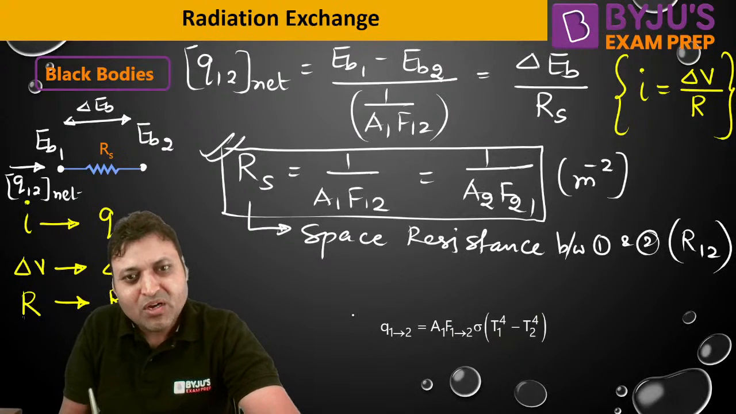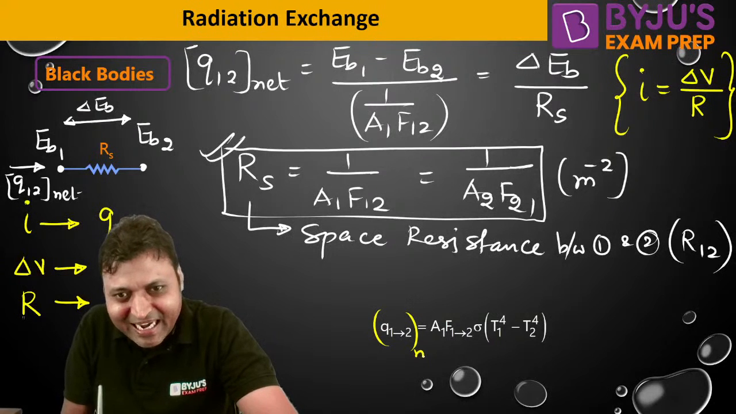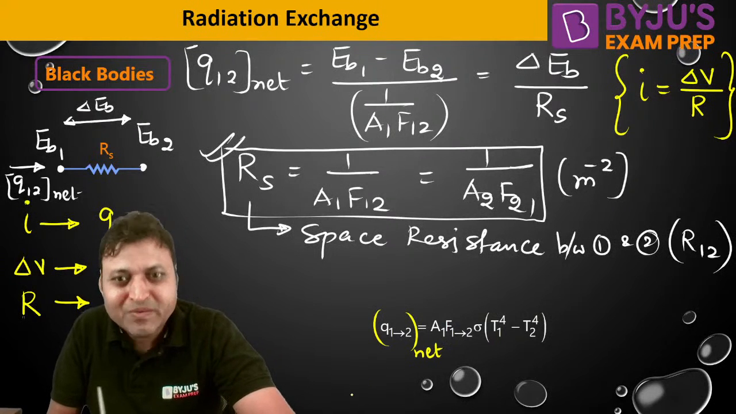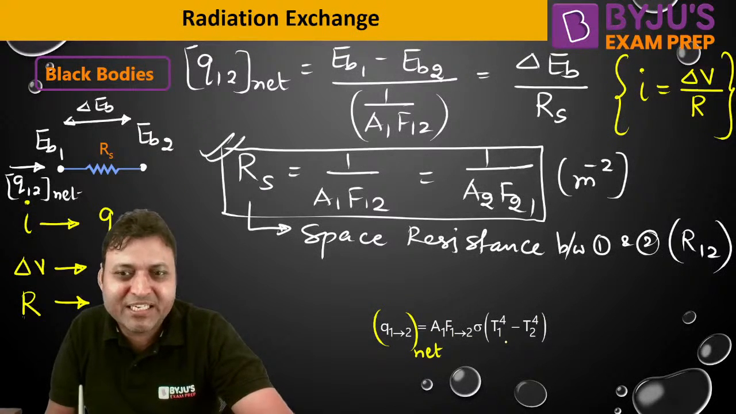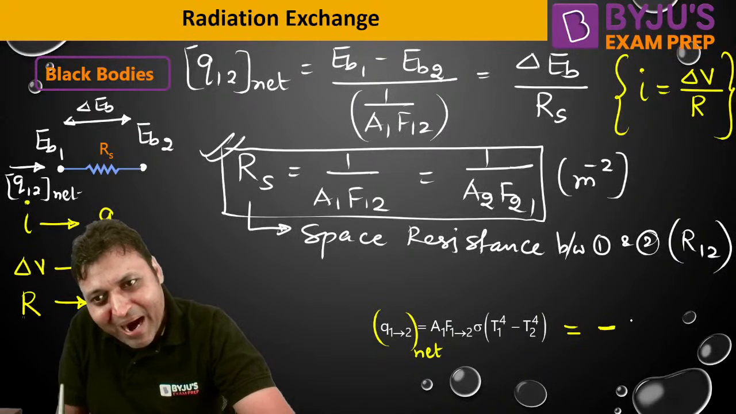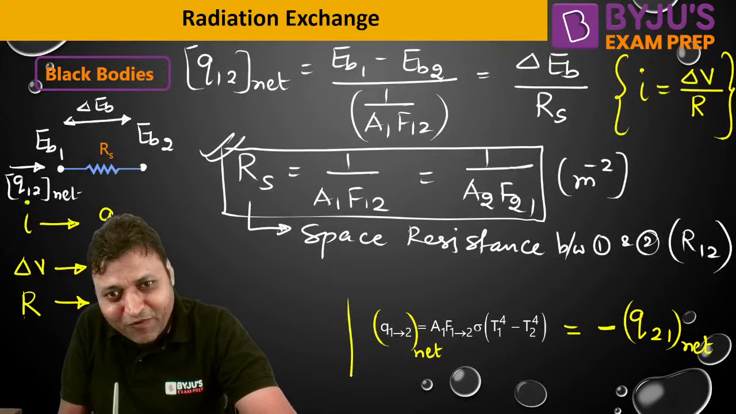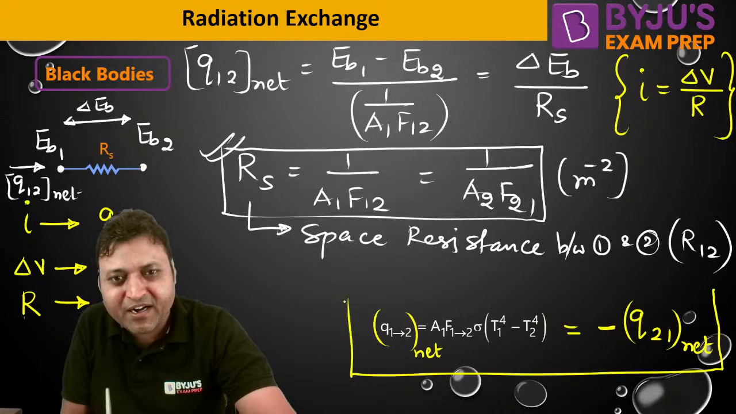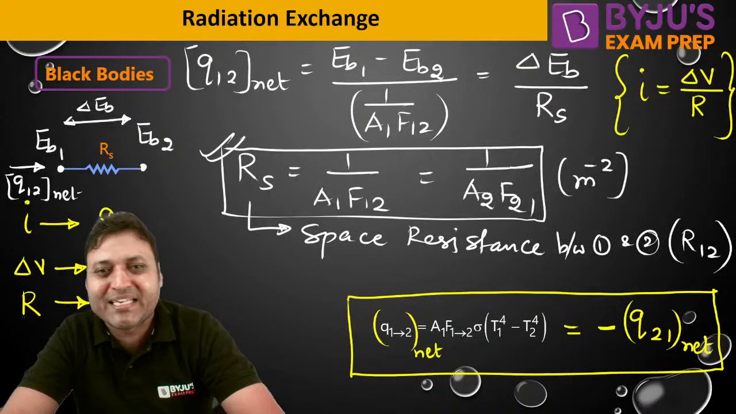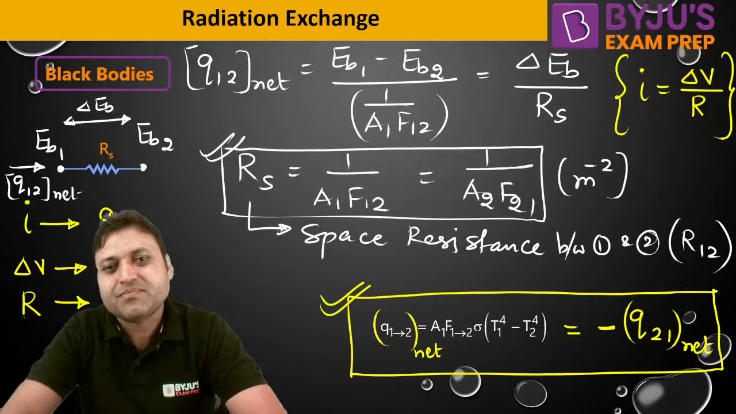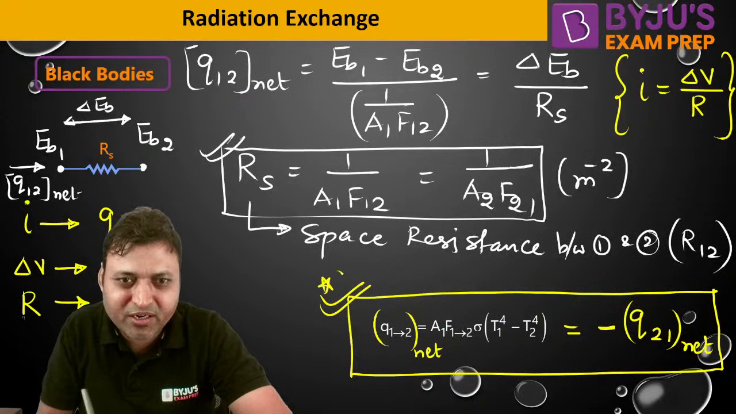Is this clear? So finally, we can write Q122 net, the net radiation heat transfer from 1 to 2, is equal to A1 F122 into sigma into T1 to the power 4 minus T2 to the power 4, or we can write it as minus of Q221 net, isn't it? Because if we want to find out the radiation heat transfer from 2 to 1, then it will be J2 minus J1 or EB2 minus EB1, that is equal to minus of Q221. I hope this is clear. This is very, very important.